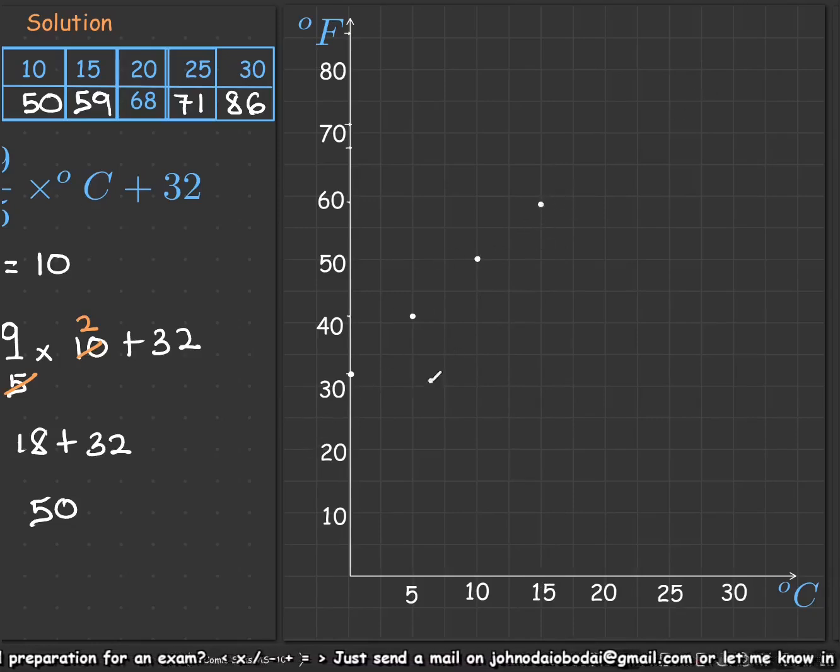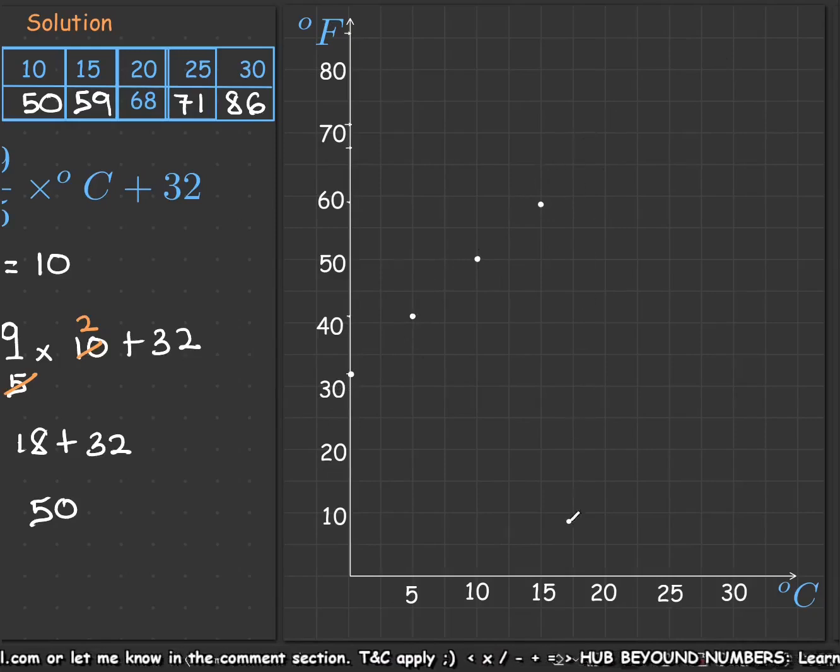Now, as you proceed, if you realize that whatever you are doing isn't going to give you a straight line, then that should tell you that what you are doing is wrong. You see, because it's a linear graph. And for a linear graph, we always expect a straight line. So as you can see, the point I'm putting in is gradually forming a straight line.